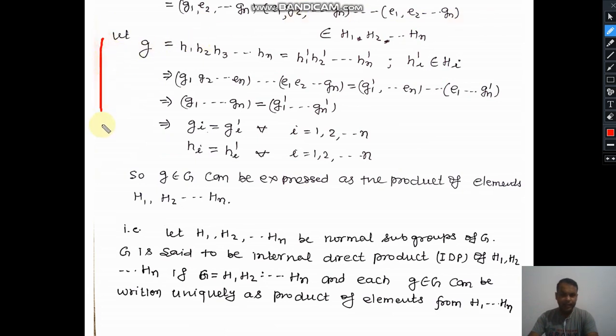Now this is an additional part not related to this theorem, and here we wish to show that the group G can be expressed as the product of two or more subgroups. So G can be written as the product of the subgroups H1, H2 and so on up to Hn. So this is the definition for this.